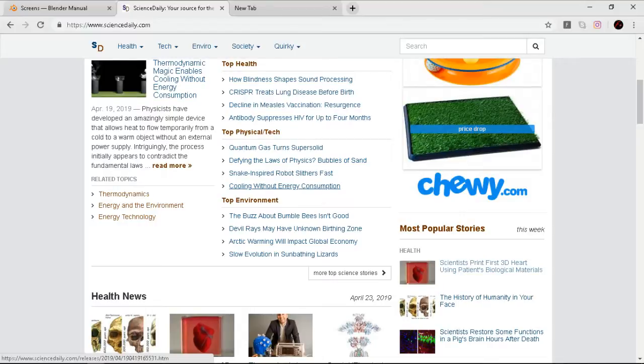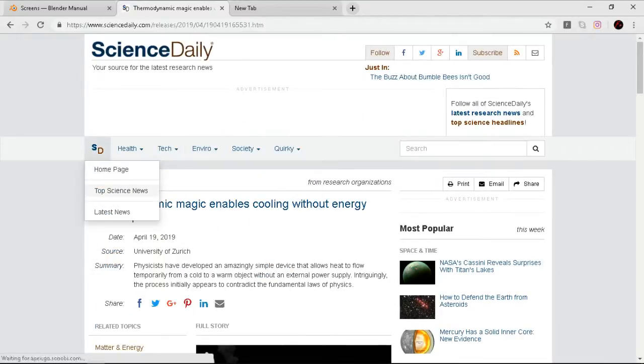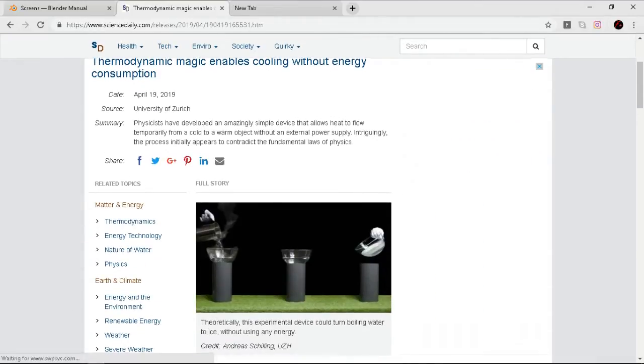Thermodynamic magic enables cooling without energy consumption. Physicists have developed an amazingly simple device that allows heat to flow temporarily from a cold to a warm object without an external power supply. Intriguingly, the process initially appears to contradict the fundamental laws. Let's check that out. Maybe we'll all get free air conditioning. Fundamental laws of physics.